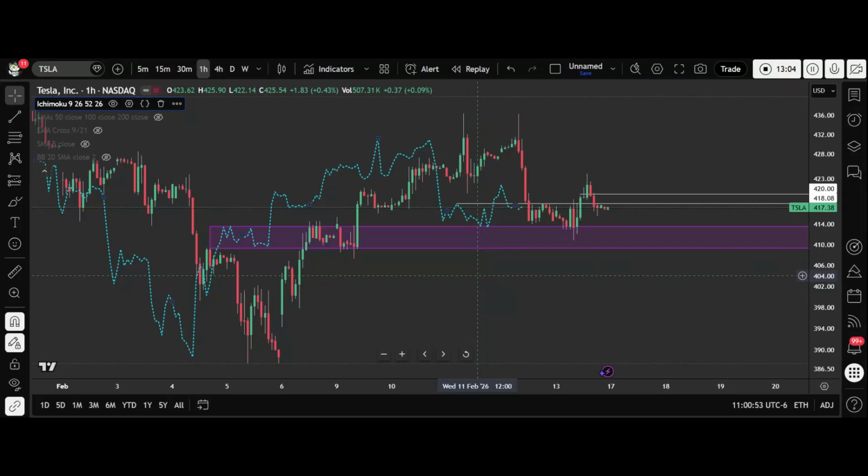Why that wasn't like that. Okay, so this is the lagging span. As you can see, this is why I had the 418 marked. So this was our pre-market action, the top of our pre-market action.